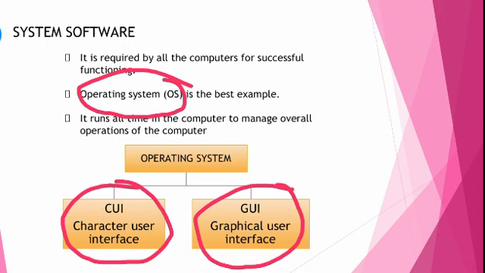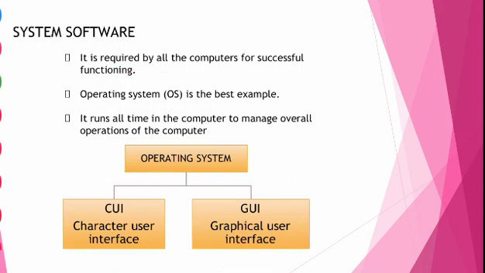If this interface is given through instructions, that is, through commands, it is called a character user interface. That is, character by character we are giving the instruction to the computer. The next one is graphical user interface. By the name itself, you can identify graphical. If the instruction is given to the computer through images, pictures, or icons, it is termed a graphical user interface. This is the difference between character user interface and graphical user interface.